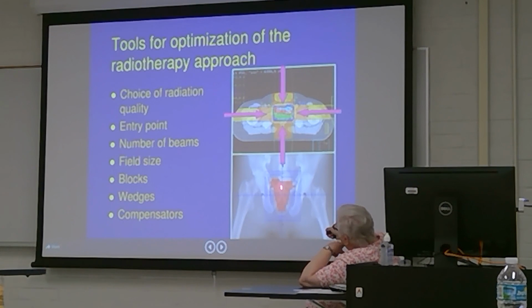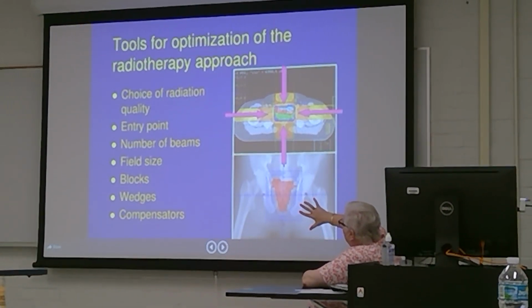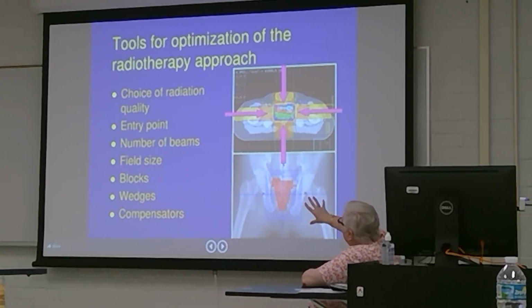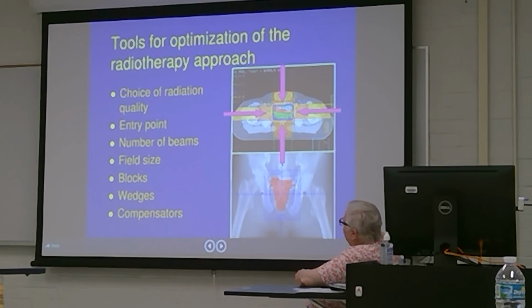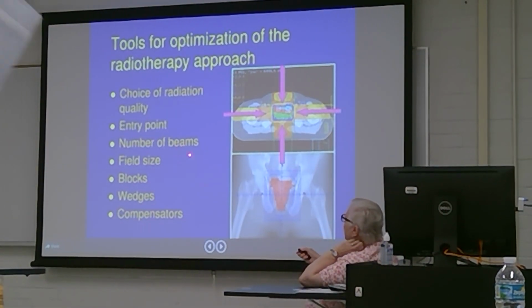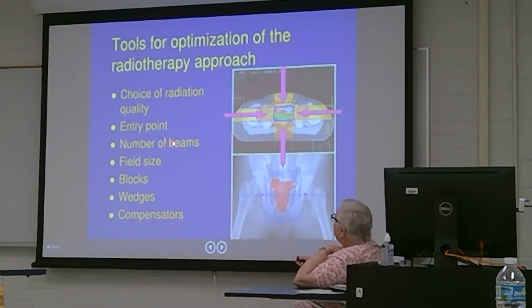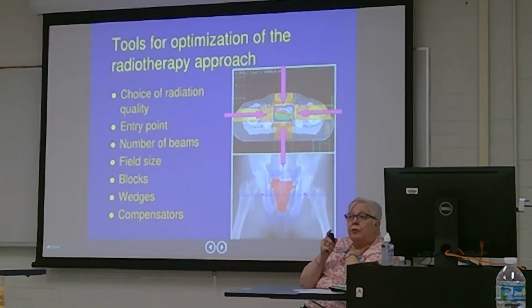And this is of course the other, an AP X-ray. So it's the same area that's shown in a different way. So we have number of beams, we have entry points. That's where your tattoos come in.